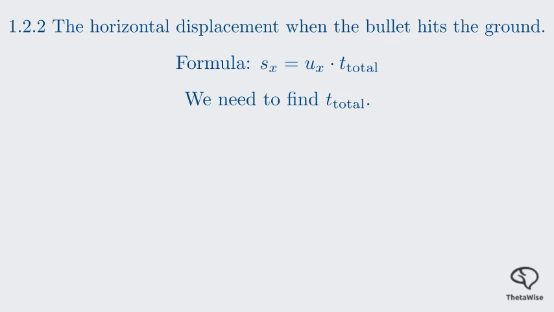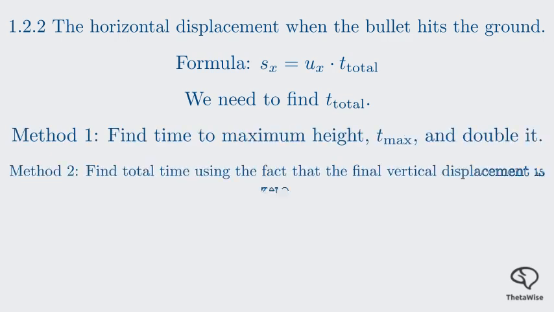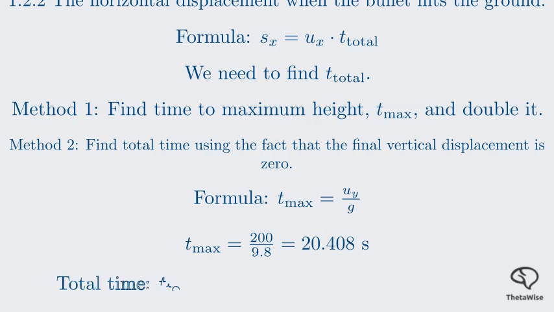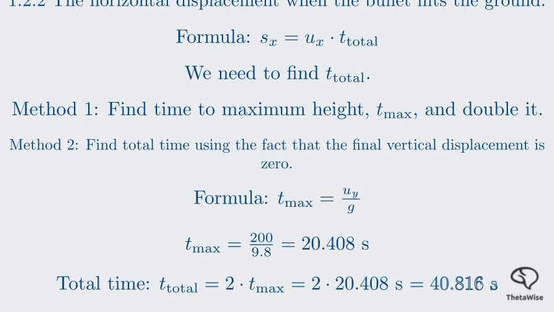We can find the time using the vertical motion. There are two common ways to do this. One way is to calculate the time to reach maximum height and double it. The other is to calculate the total time of flight directly. Let's use the first method. The time to reach maximum height, Tmax, is given by the formula Uy divided by g. So Tmax is 200 meters per second divided by 9.8, which is 20.408 seconds. The total time of flight is twice this, so t total is 2 times 20.408, which is 40.816 seconds.